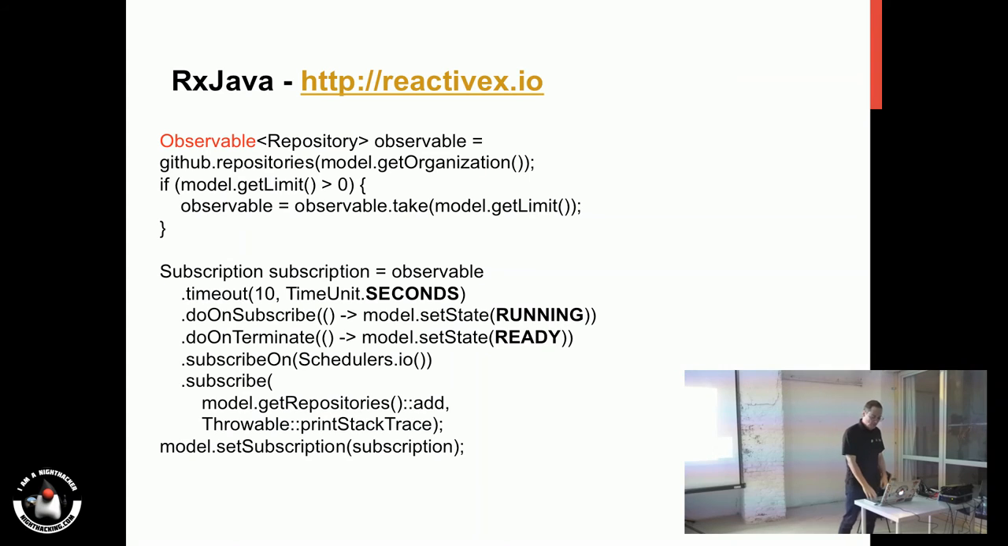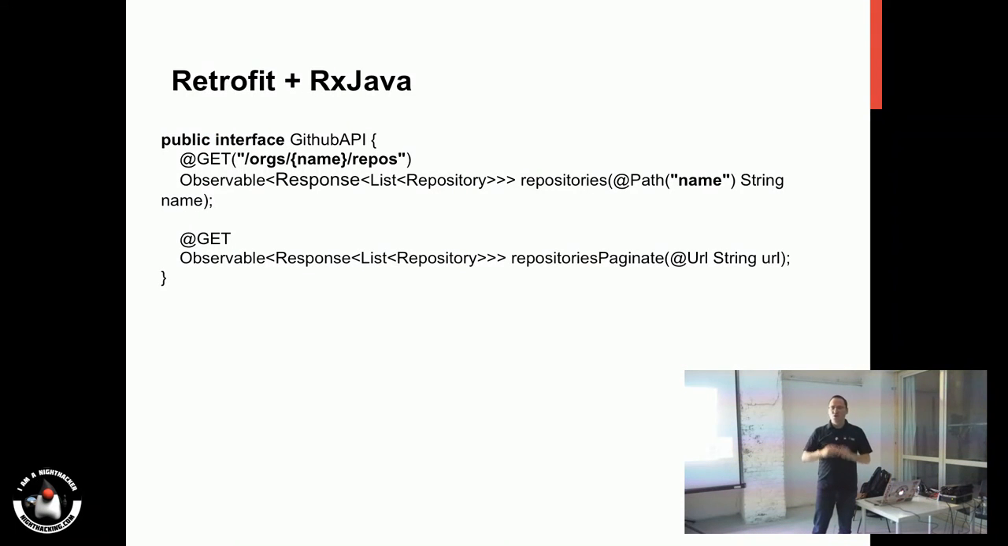If there's an error, we simply print it out to the stack trace, or you can just send it somewhere else to deal with that error. Now you may be wondering, this is great, we can use observables, but can we mix RxJava and Retrofit together, right? Because we're dealing with Java code. Well, guess what, you can. You have to do two things.